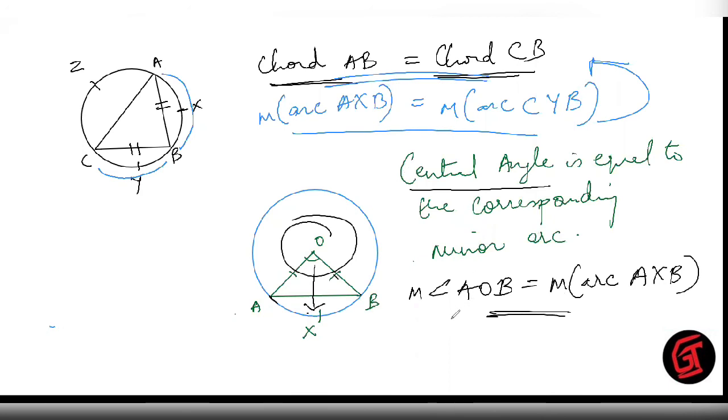If suppose angle AOB is 60 degrees, then Zara, what is the measure of arc AXB? So 360 minus 60? Read again, Zara, what I wrote here. Central angle is equal to the corresponding minor arc. So the measure of angle AOB is 60. So what is the measure of arc AXB? 60. Thank you, Zara. Sorry, sir, 60 degrees. So both are 60.